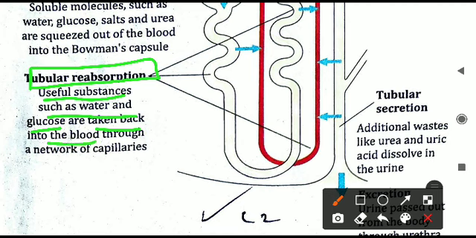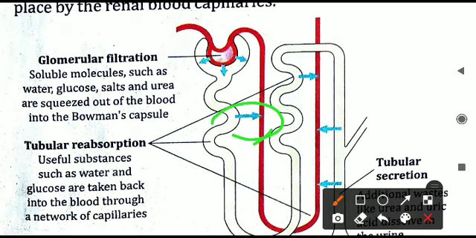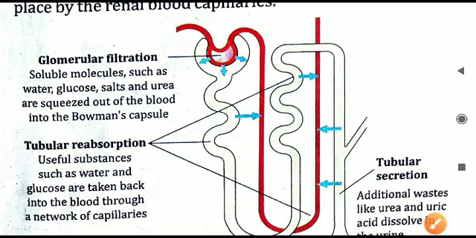If something useful has been thrown out, it will be reabsorbed into the bloodstream back. So here you can see this arrow they are showing. The arrow is pointing towards the blood vessel. So whatever useful substances are in the filtrate that has been obtained by the glomerular filtration, that useful substance will be again reabsorbed into the blood in this step called tubular reabsorption.